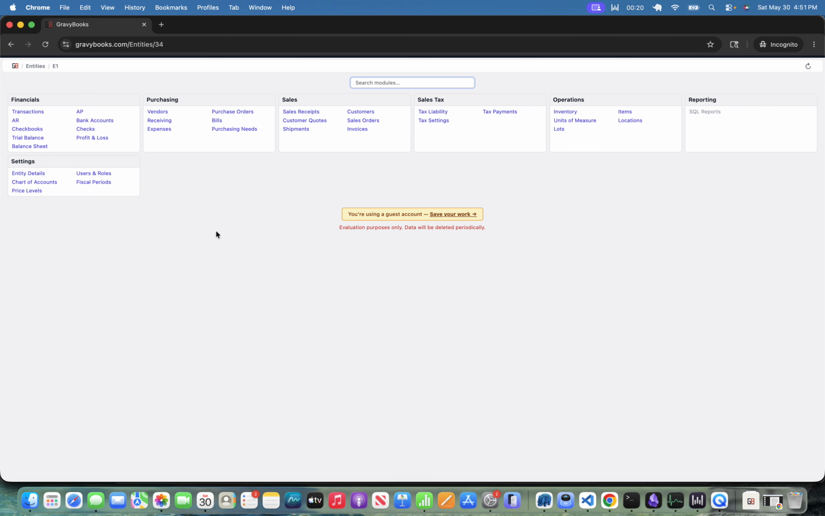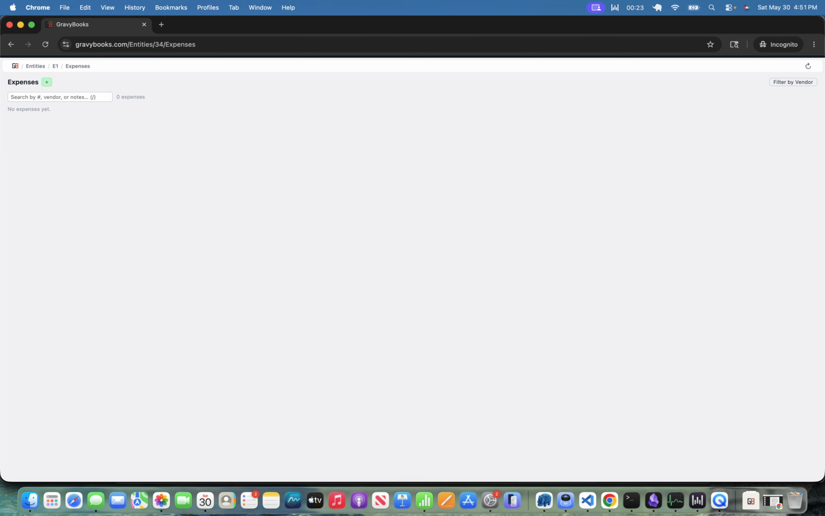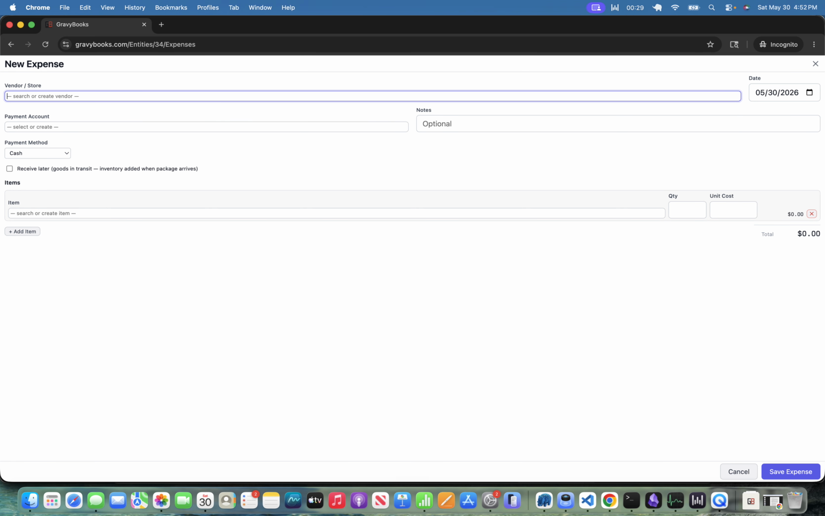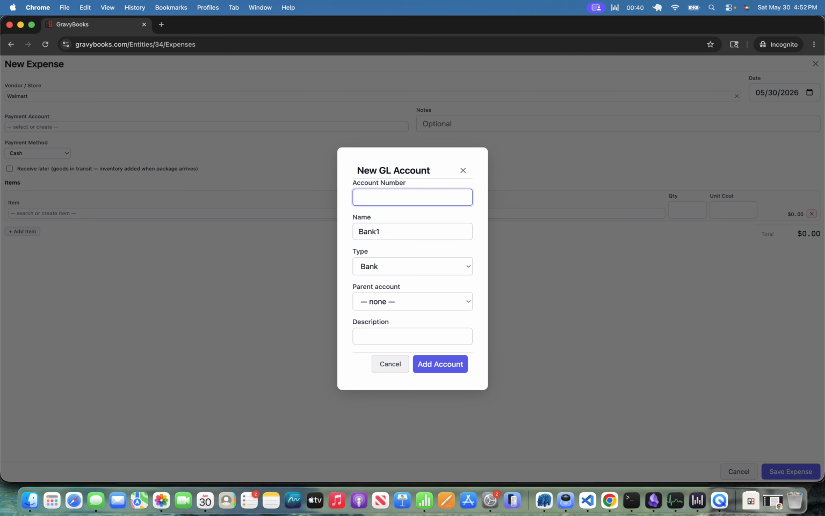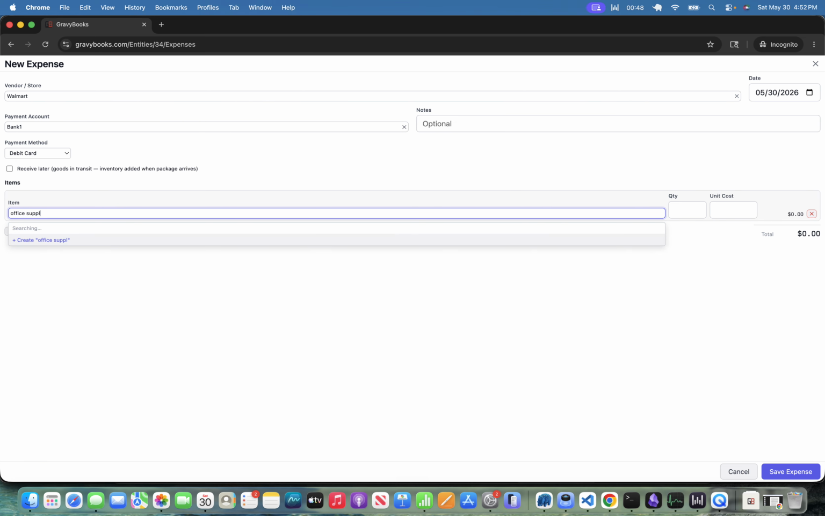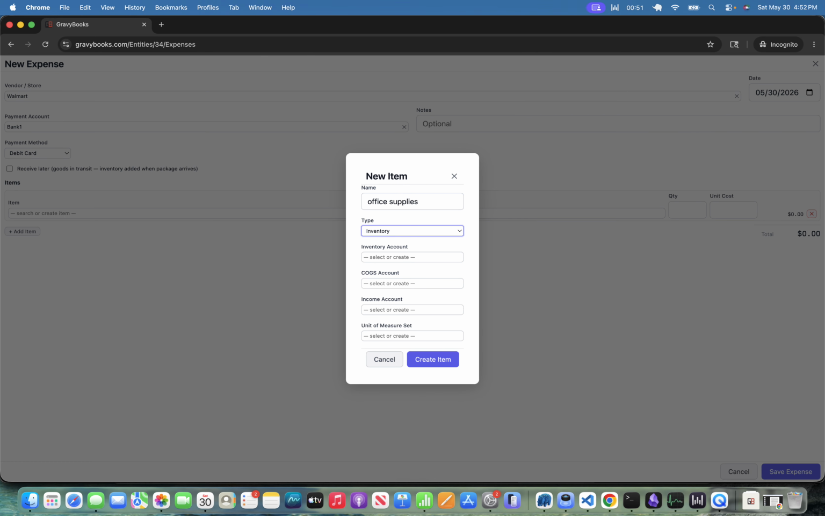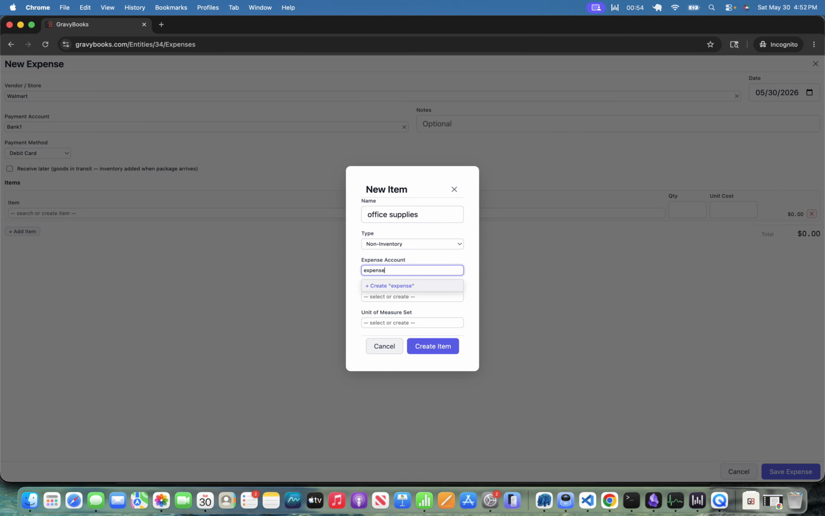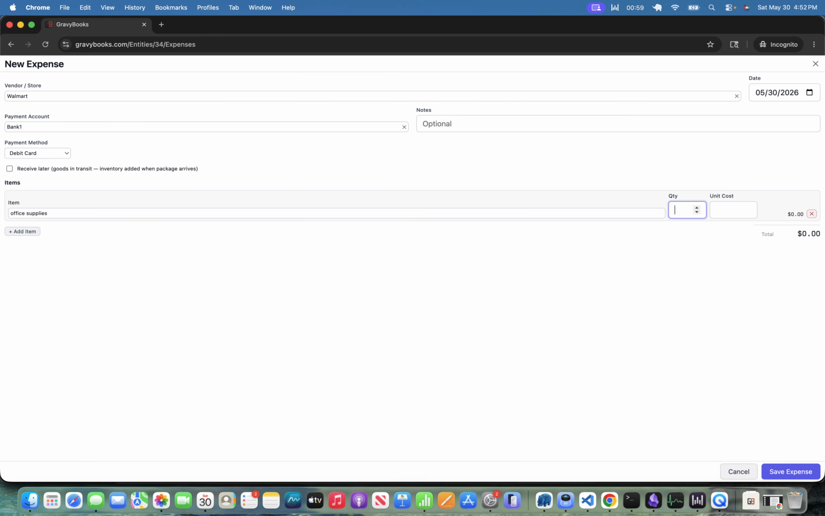So an expense is something you buy and immediately the money comes out of your bank account. So let's say we go to Walmart and we buy office supplies. So let's create that vendor, create a payment account, and we're going to use a debit card, office supplies item, which is just a non-inventory expense. We're on a brand new account here, so we're just quickly getting configured.